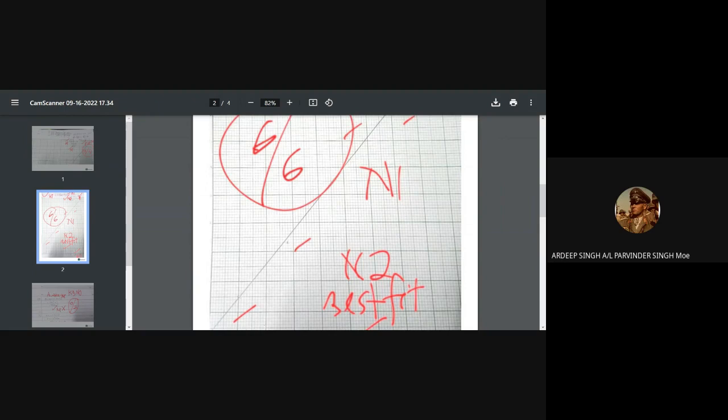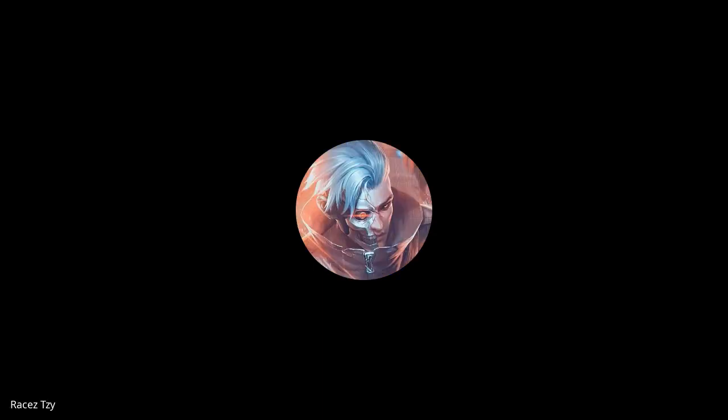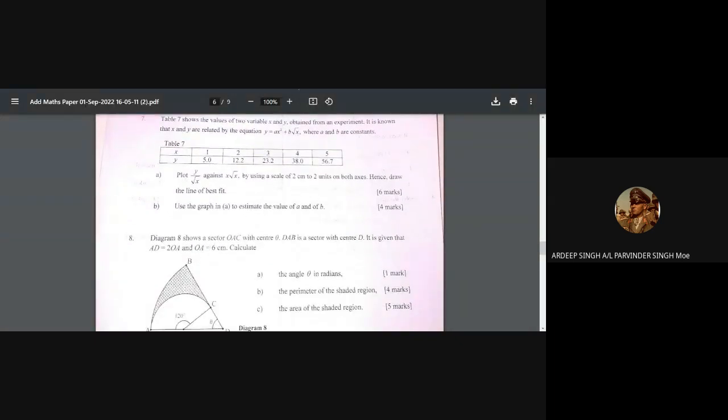So now we want to calculate this one. Okay, I'll show you how to calculate. Now for B, they ask you to use the graph in A to estimate the value of A and B. So based on your graph, you must find A and B. When we look at our graph, we must make sure that the graph value equals the graph in the question. Okay, wait, I'll show you the equation.